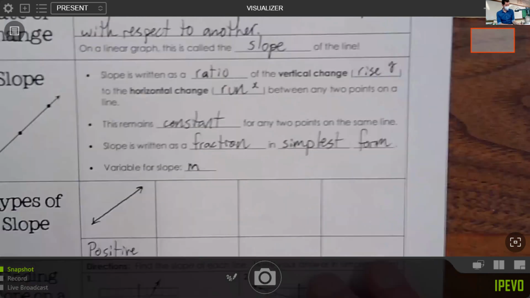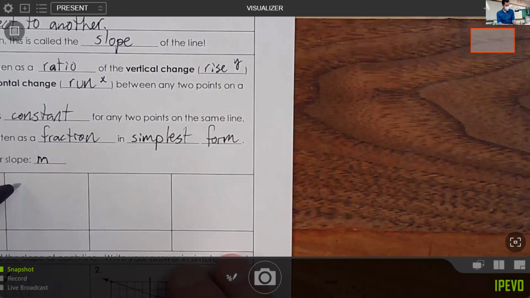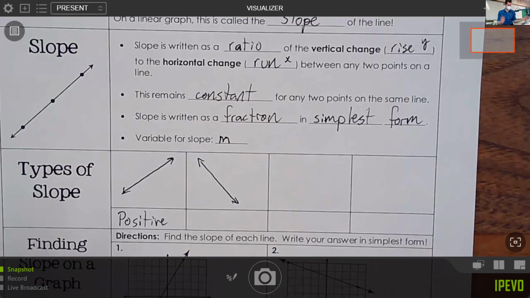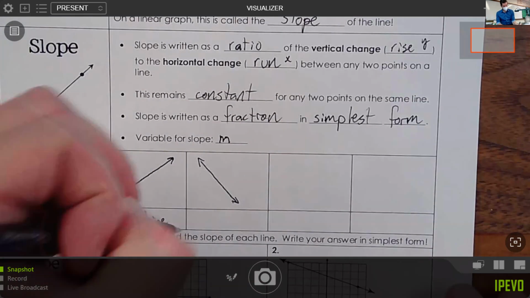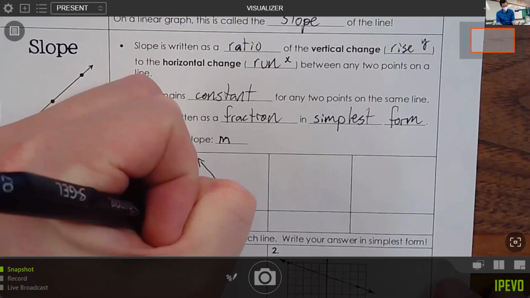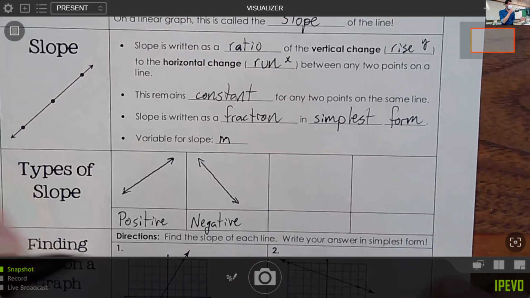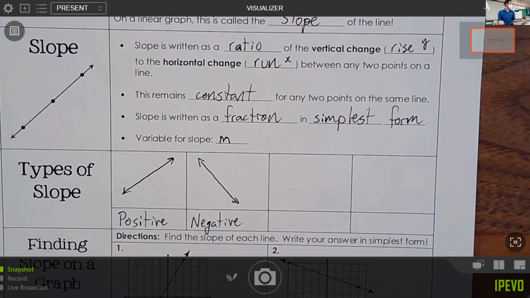If we're looking at it from left to right and it's moving in a downward direction, what would we call that? A negative slope, exactly. That means that the value of m, the slope, has to be a negative number.